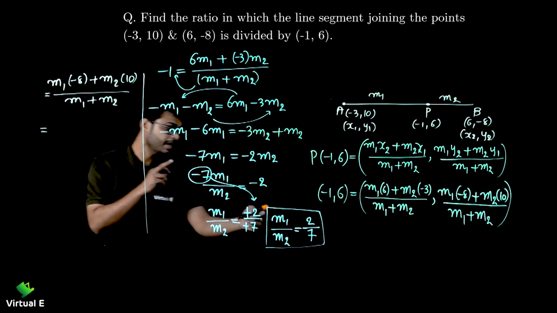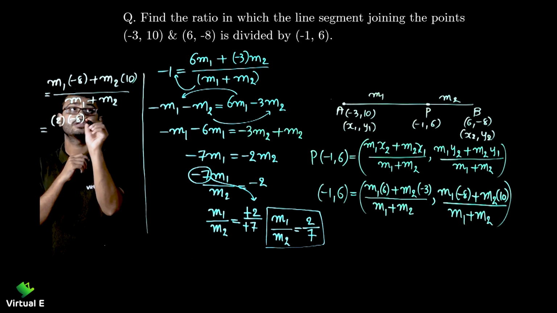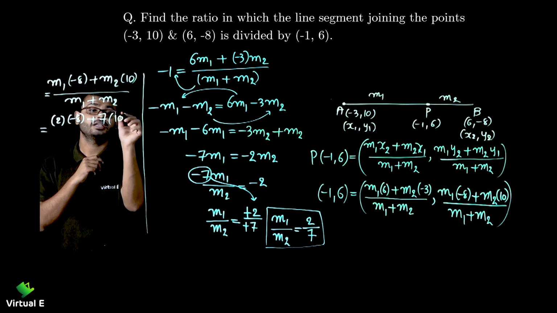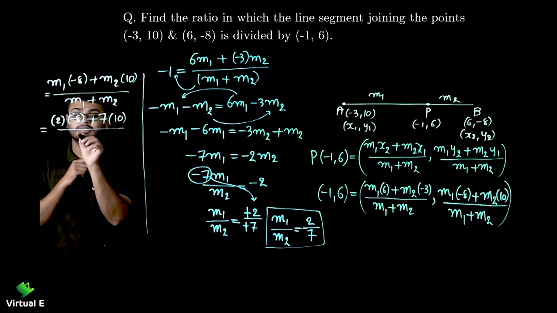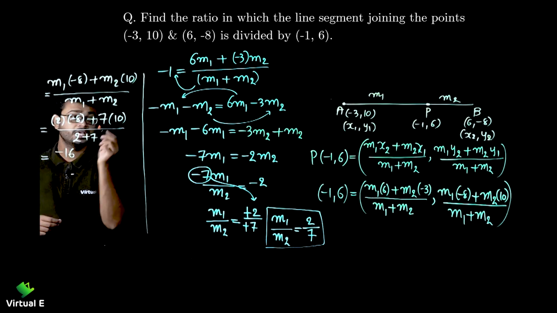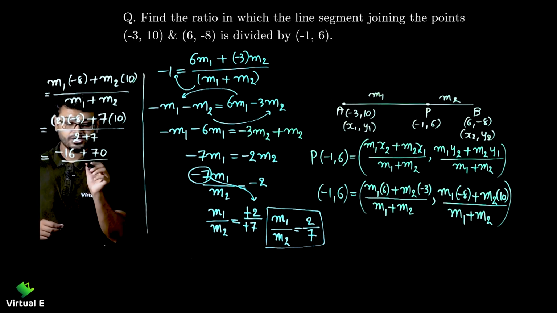So m1 value, what I will be taking? 2. So 2 into minus 8 plus m2 value, what I will be taking? 7 and 10 here, and addition, that's 2 plus 7. So here minus 16 and here plus 70 and denominator 9.